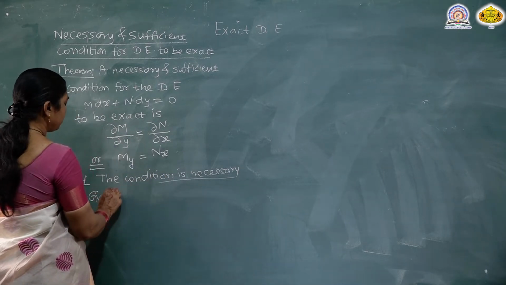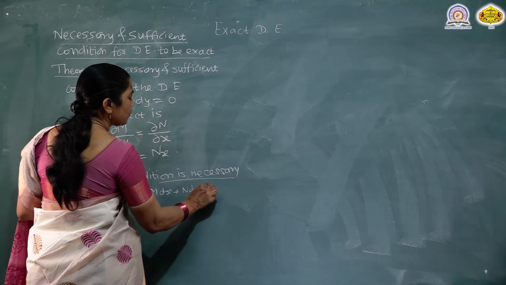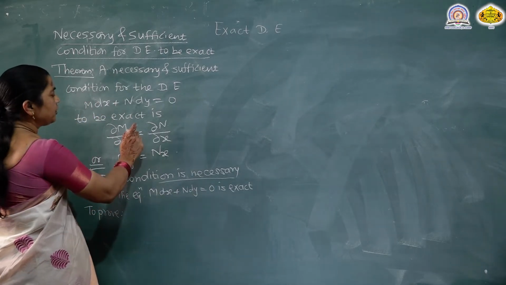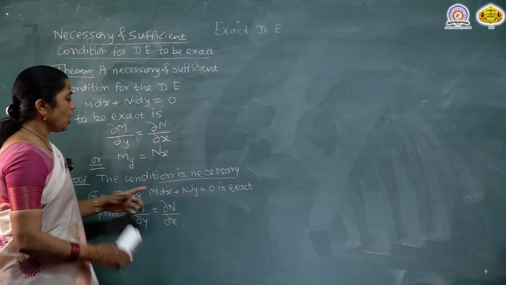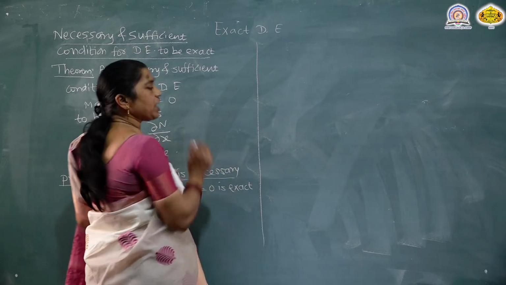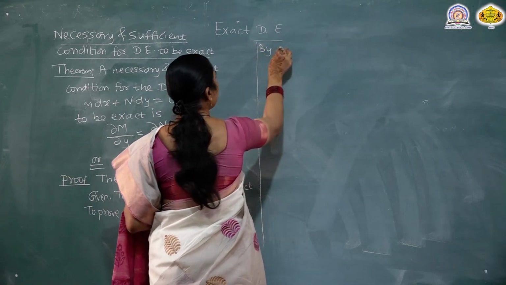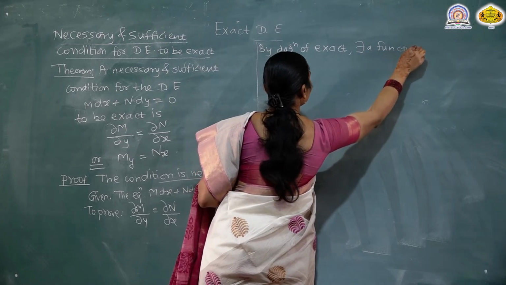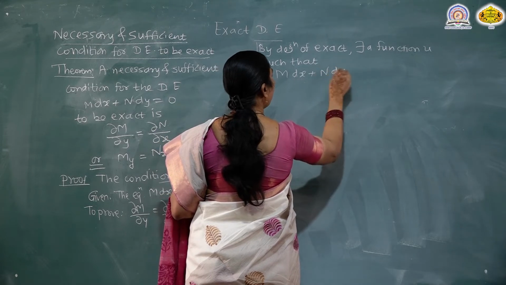So, it is given that the equation M dx plus N dy equal to 0 is exact, and we want to prove that the condition is satisfied, that is, partial M by partial y must be equal to partial N by partial x. Now, by definition, the equation is given to be exact. When we say that the equation is exact, there exists a function u such that M dx plus N dy is equal to du. So by definition of exact, there exists a function u such that M dx plus N dy is equal to du.